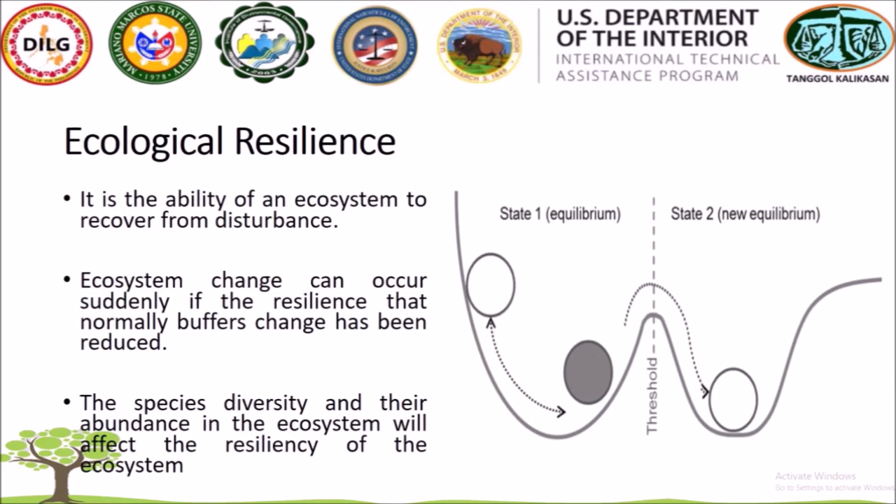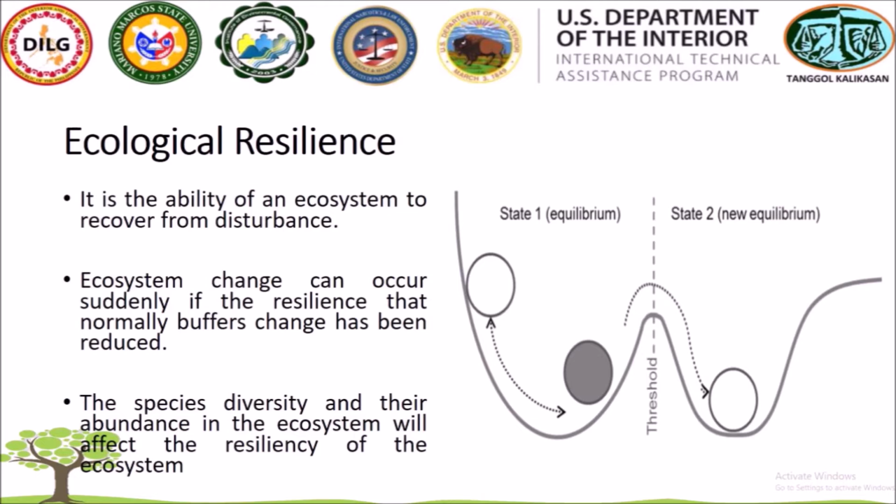Most systems can potentially exist in various states. Moreover, they continually change in unpredictable ways in response to a changing environment. A resilient ecosystem can better withstand shocks and rebuild itself without collapsing into a different state. Ecosystem change can occur suddenly if the resilience that normally buffers change has been reduced. So, if an ecosystem's resiliency is reduced, it is expected that there will be a sudden change in the ecosystem.